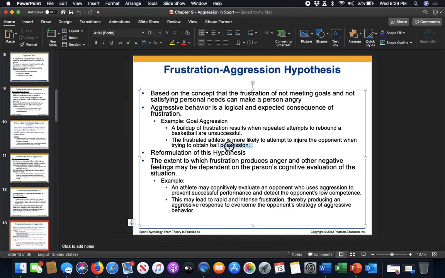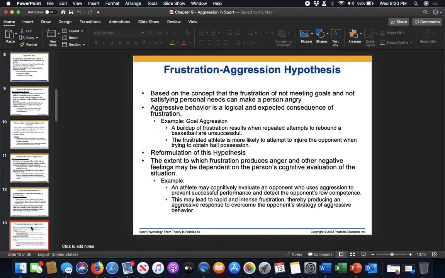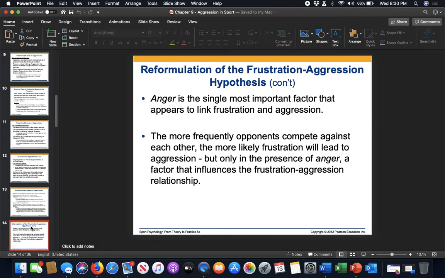What ends up happening, and really the highlighted component here, is that the frustrated athlete is more likely to attempt to injure the opponent when trying to obtain possession of a ball. So it's one of those things where the athlete, or the exerciser, needs to understand that as frustrated as they get, taking it out on the next person is going to lead to things that are way worse than what it could be. All right.